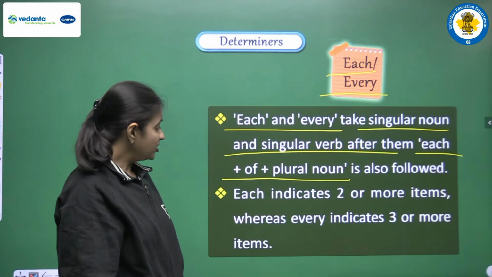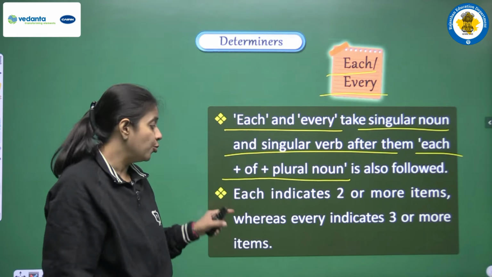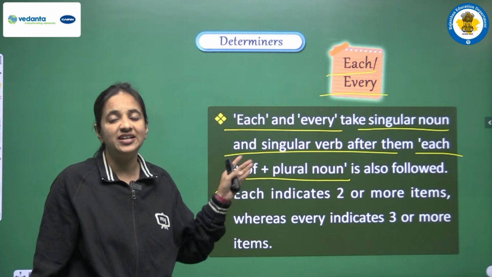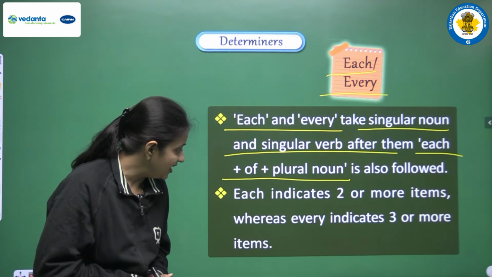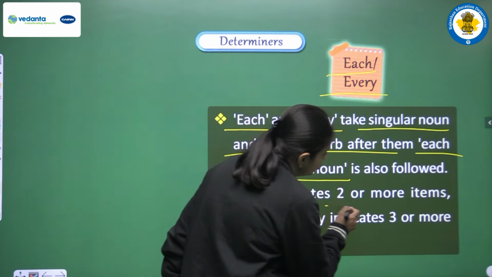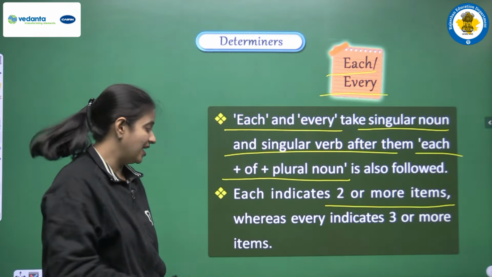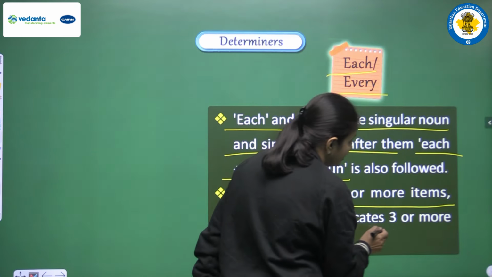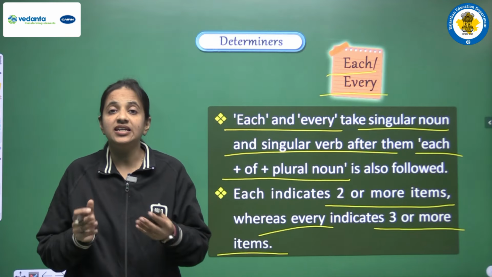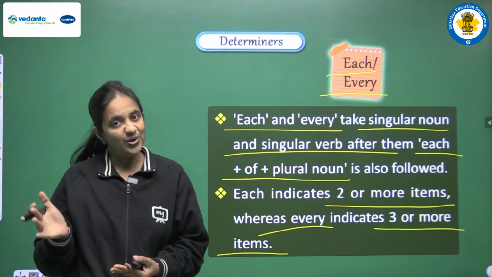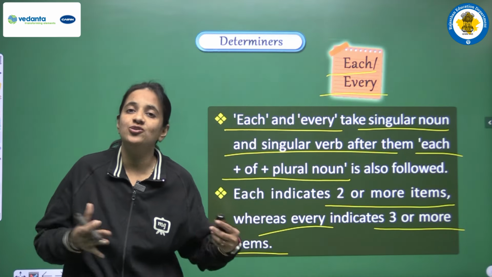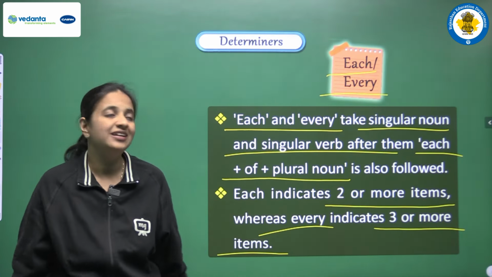Each indicates two or more items, whereas every indicates three or more items. Another difference that we have here between each and every is that when we use each, it always indicates two or more items, but when we use every, it indicates three or more items. So again you have to remember that each means two or more items and every means a minimum of three or more items. According to that we can use each or every.